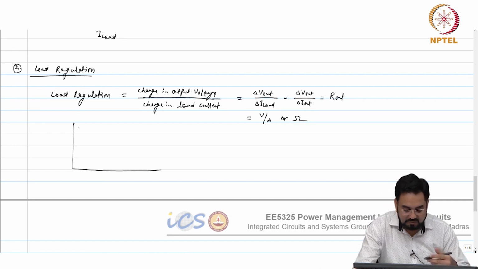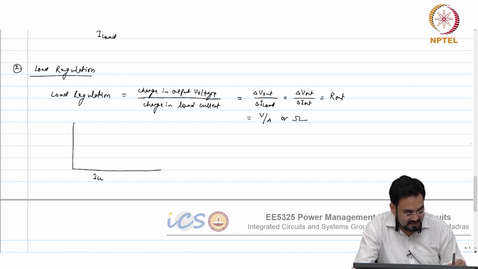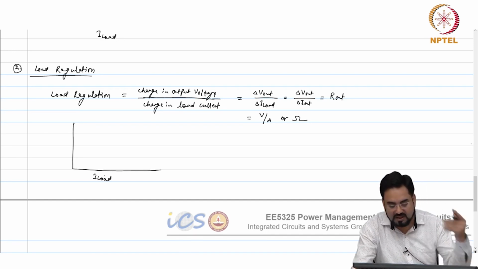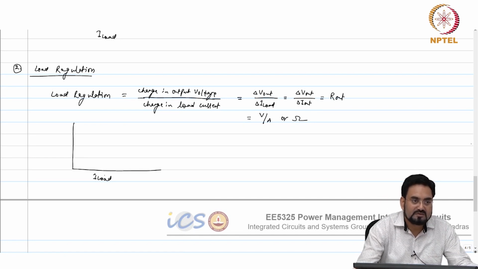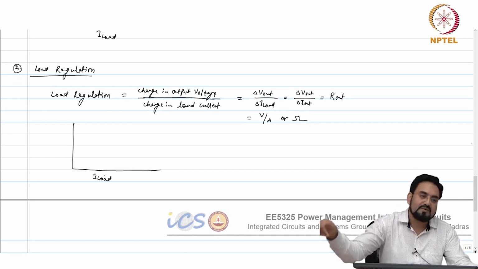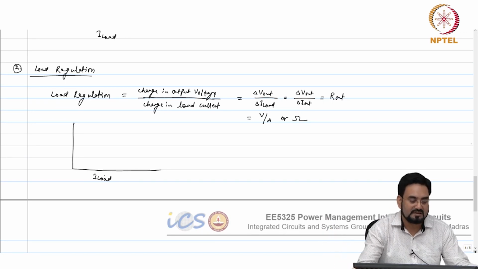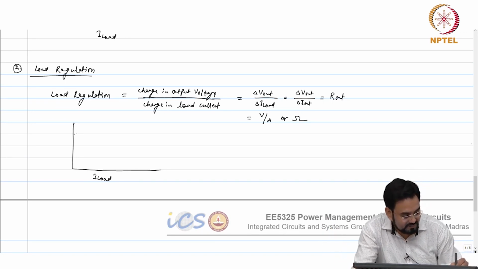We do not want my output to change when load is changing. So, ideally I want R out to be 0, and that is why we say an ideal supply has a 0 output impedance. That is what it means, because it will give you a constant voltage across any load current. So, this is your ideal, this is your V out, but in reality it will not be like this, it may be something like this.